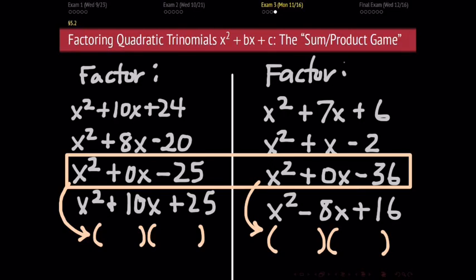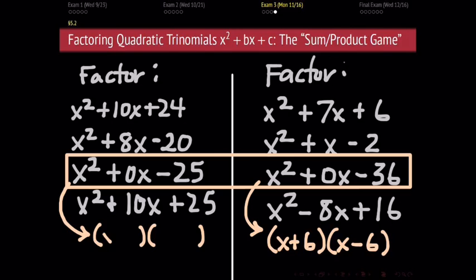I got x plus 6 and x minus 6. You can check that negative 36 has as paired factors negative 6 and positive 6. They multiply together to give you negative 36, and those same two numbers add together to give you 0. Right? Okay, window side, x squared plus 0x minus 25. What did you get?